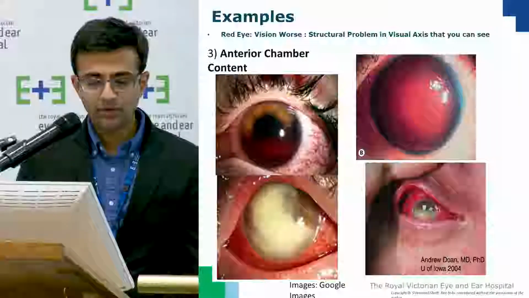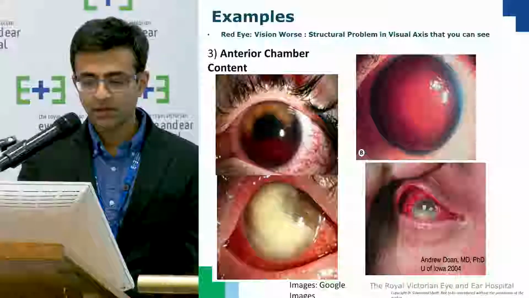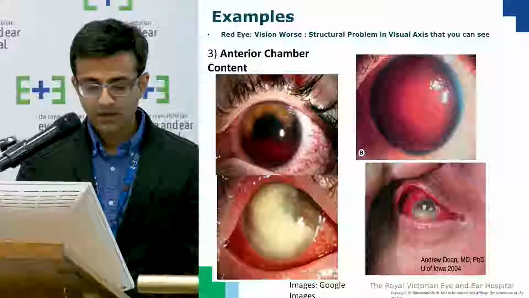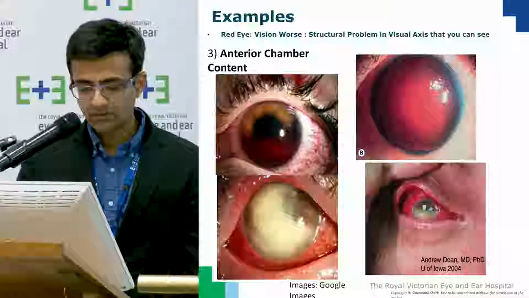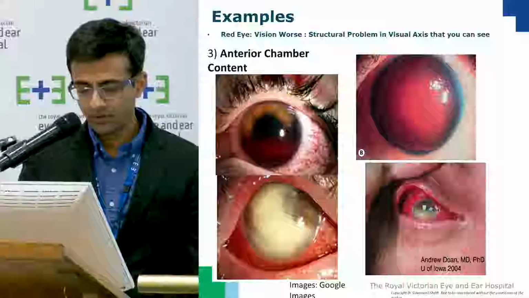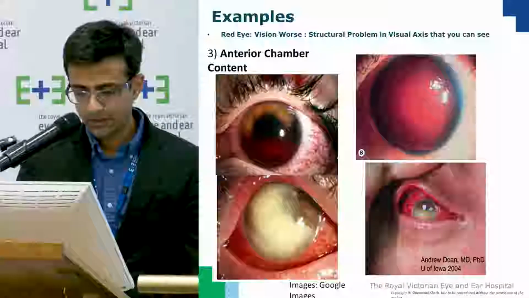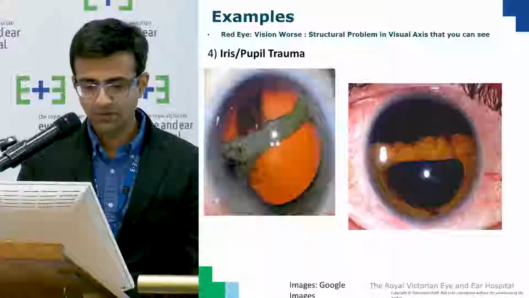Anterior chamber content: if you have blood in the visual axis, either half chamber or full chamber, you could obviously not see. And pus, that's how it looks. So that's a full chamber hypopyon, or pus in the AC, and a red eye with anterior chamber stuff. That's also something that you would refer onto us.